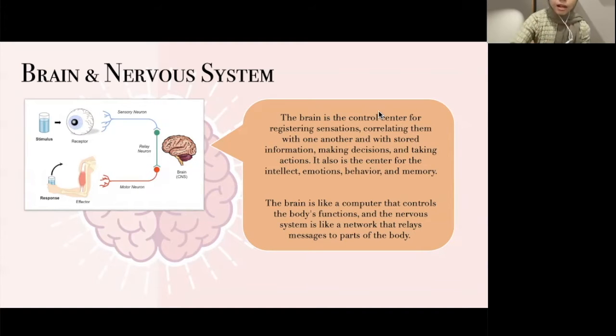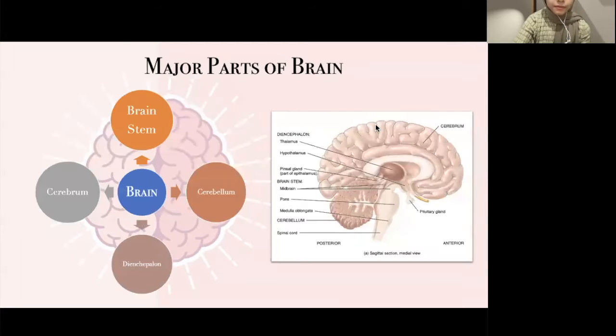Okay, we are on to the second slide, major parts of the brain. As we know, the brain is the control center of all the body's activity, so it has four major parts: brainstem, cerebellum, diencephalon, and cerebrum. We will discuss and explain them in the next slides.